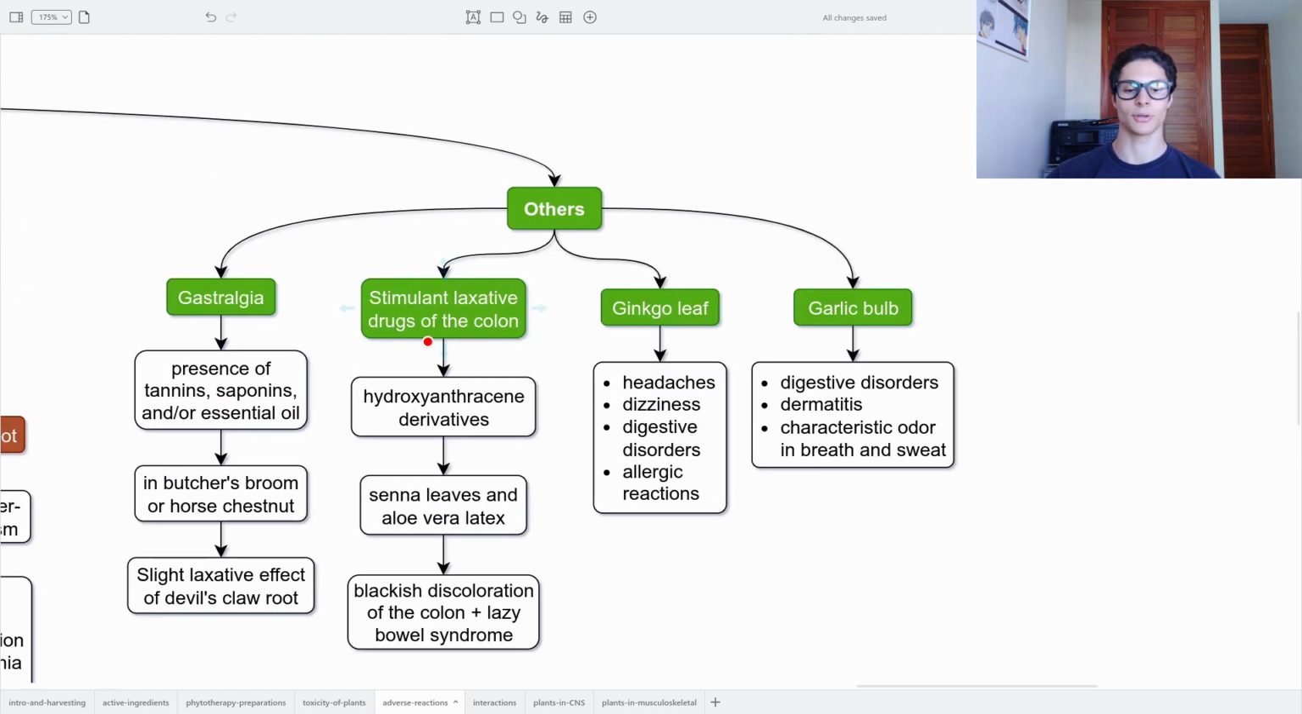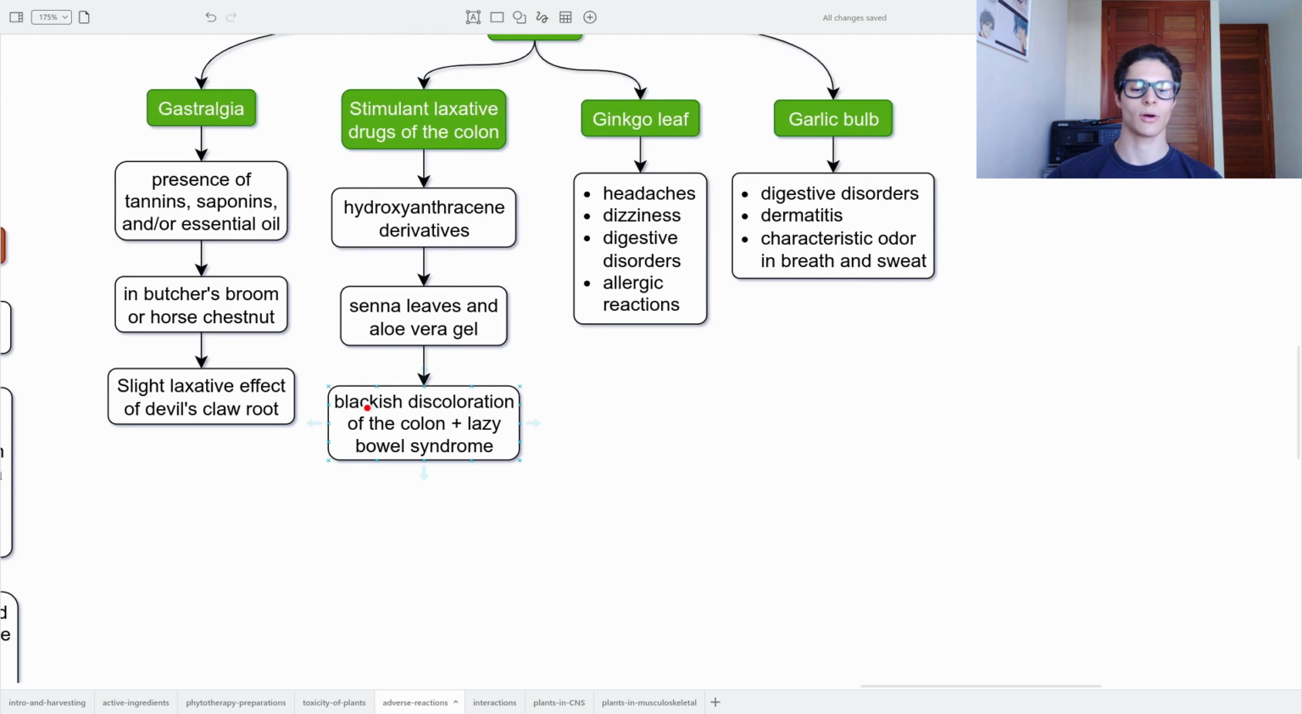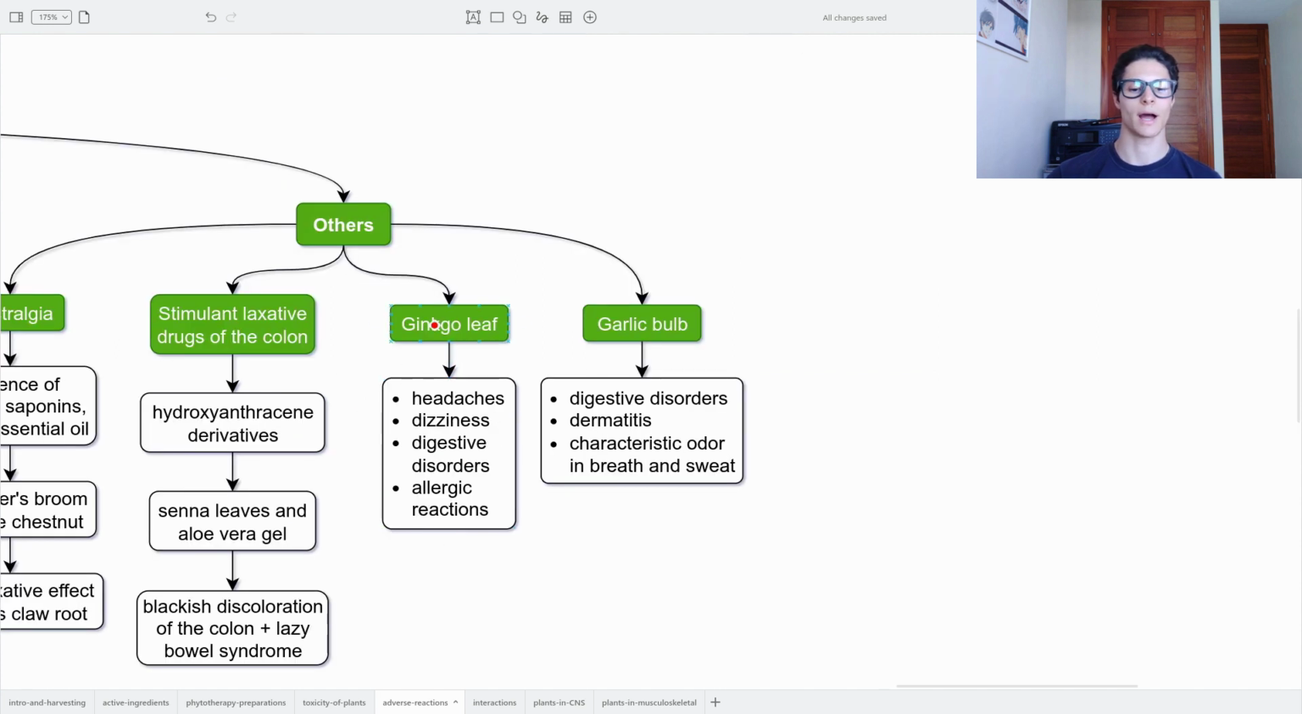Stimulant laxative drugs of the colon. These are hydroxyanthracene derivatives, which can be found in the senna leaves and aloe vera gel, and they can cause a blackish discoloration of the colon together with the lazy bowel syndrome. Then we have the ginkgo leaf, which can give us headaches, dizziness, digestive disorders, and allergic reactions. And the garlic bulb, which is correlated with digestive disorders, dermatitis, and the characteristic odor in breath and sweat.